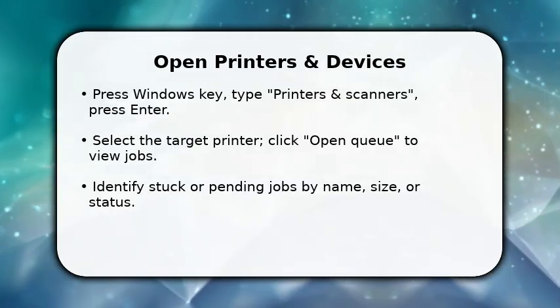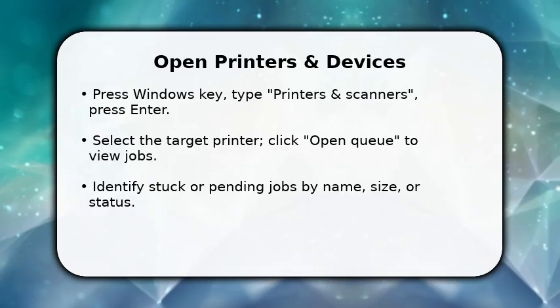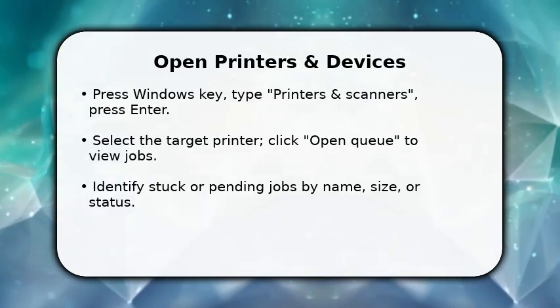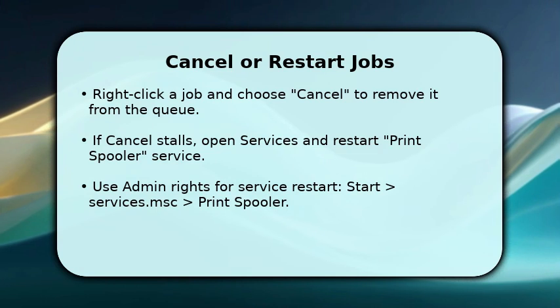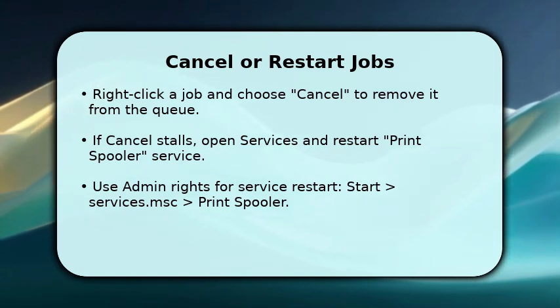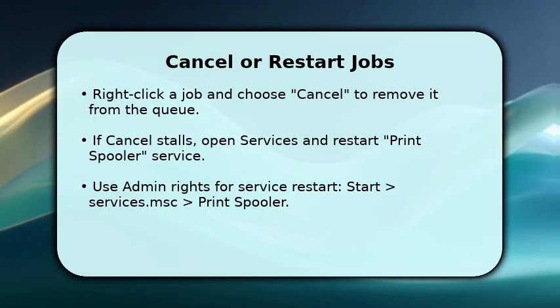Make sure to note the job owner and document name so you don't cancel something important by mistake, then proceed to manage the listed entries. Once you see the offending job, right-click and choose Cancel. That immediately tells Windows to remove that print request.